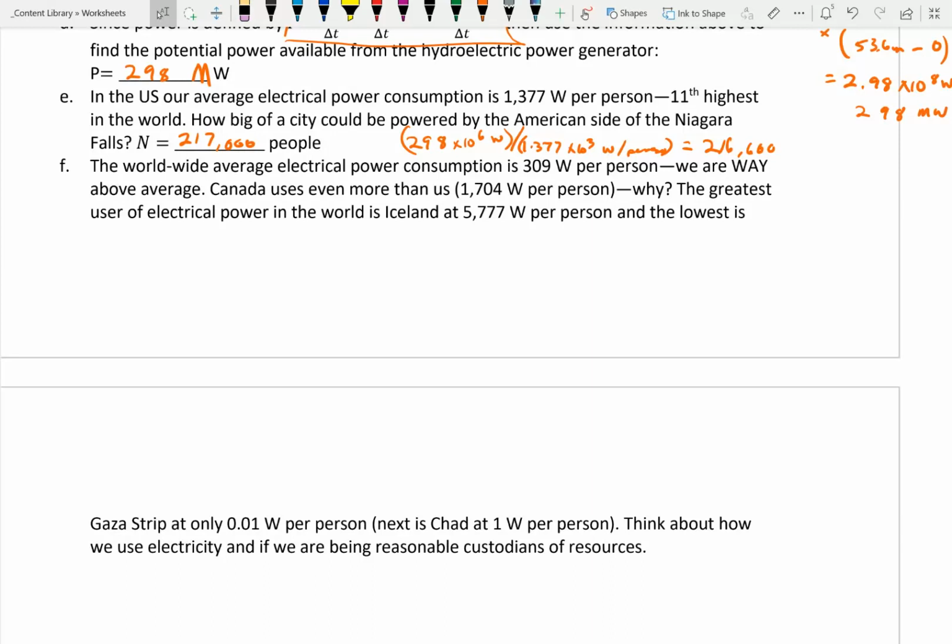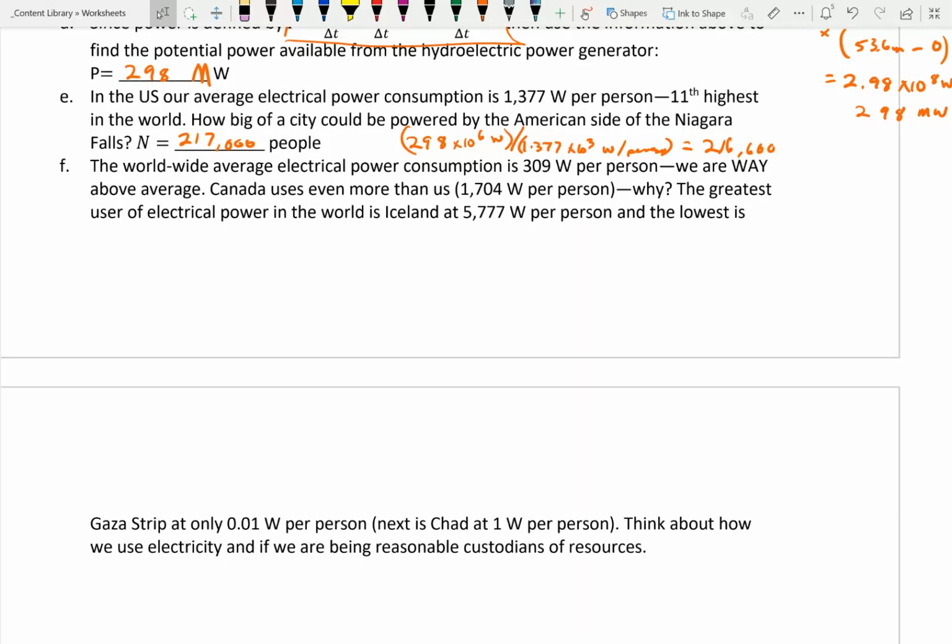But then if you analyze a little more, you also come to realize that Canada uses even more. Why do the Canadians use more? I think there's an obvious answer. The Canadians are farther north. It gets colder up there. And so they have to use more energy for heating. The greatest use of electrical power in the world is Iceland. Well, that makes it clear, right? Very cold. Got to use a lot of energy for heating. And the lowest is the Gaza Strip at only 0.01 watts per person. That's a political situation there, right? Those are people that are being repressed by a government, and so it's a tough life there.